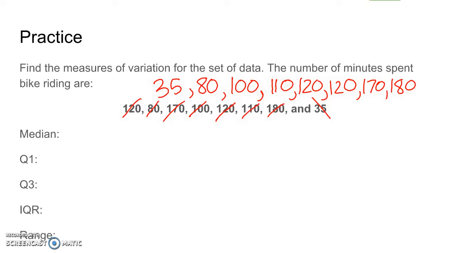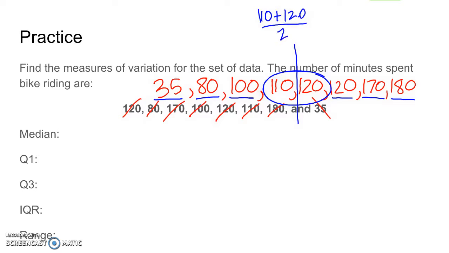Now I'm ready to find the median. The median I'm going to cross out, starting on the outside. And with this data set, I have two numbers. So to find the median, I'm going to add those and divide by 2. So 110 plus 120 divided by 2. That would be 230 divided by 2, which equals 115. So the median is 115. Any questions at any point, just hit pause, raise your hand, and ask me.